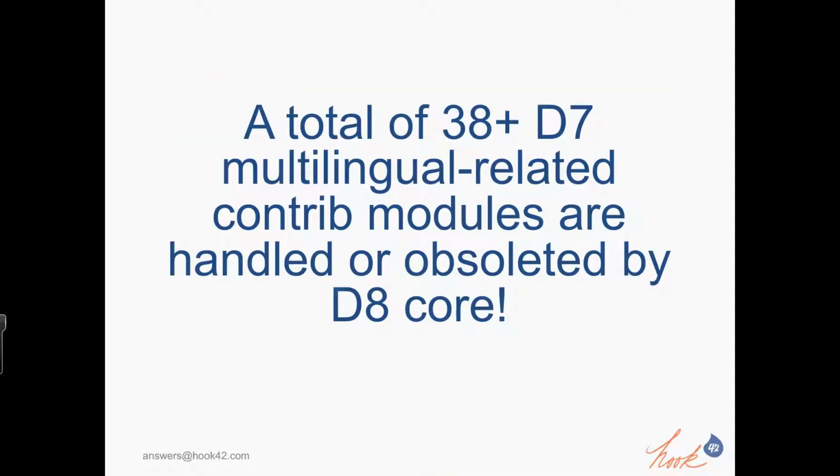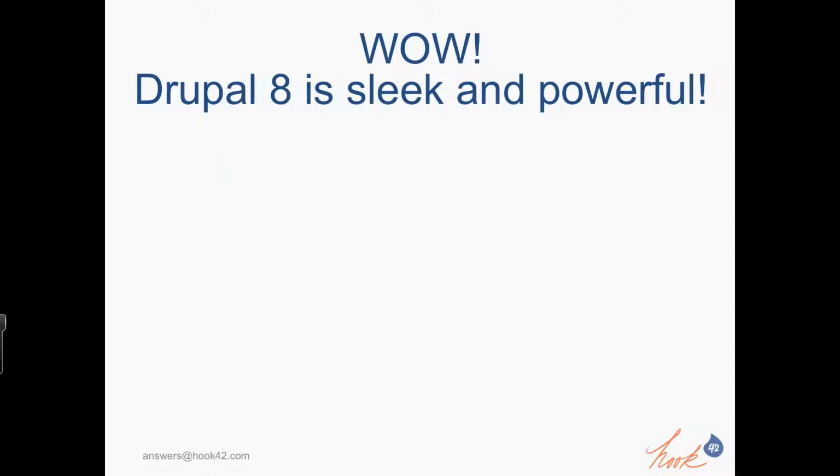But if we looked at the totality, a total of like 38 D7 multilingual modules are handled or obsoleted by Drupal core. 38 modules down to 4, right? 4 that are in core. 4 that, if you choose to install Drupal in a different language than English, most of them get automatically enabled for you, and it's just magically there, right? So Drupal is sleek and powerful, right?